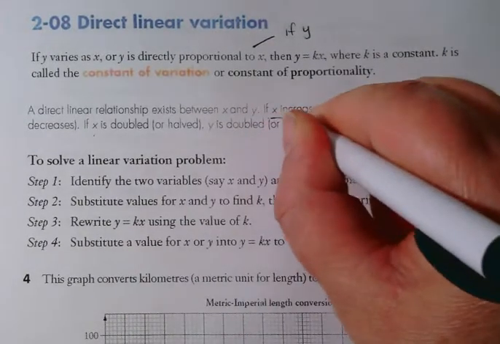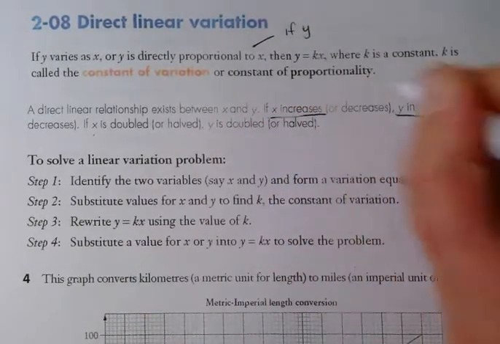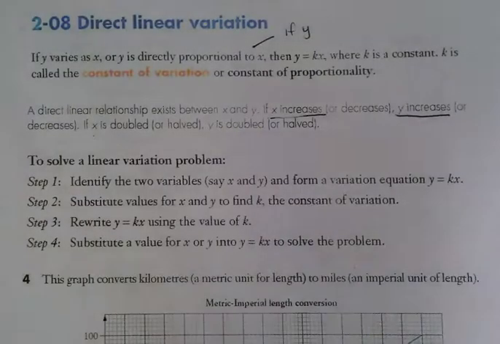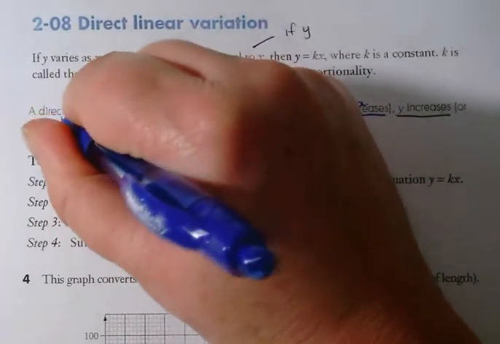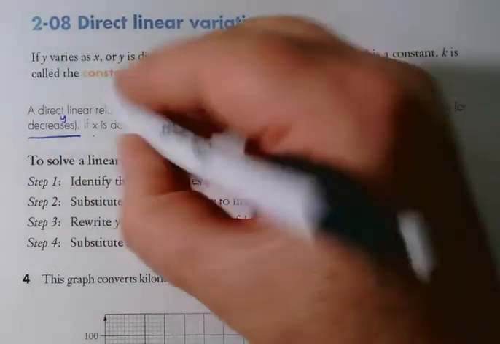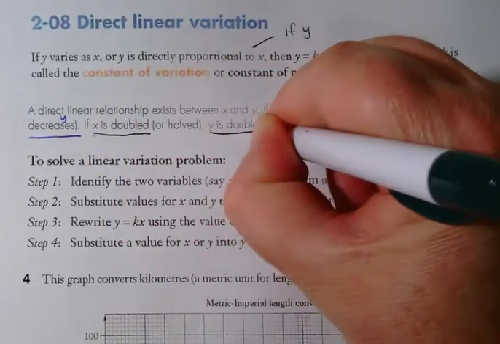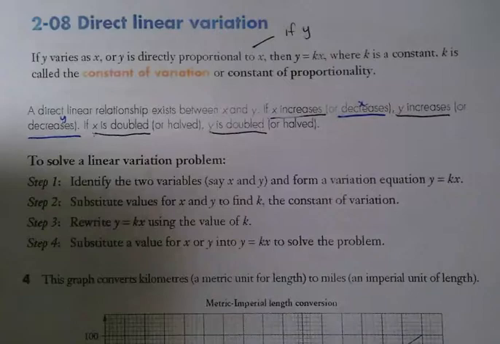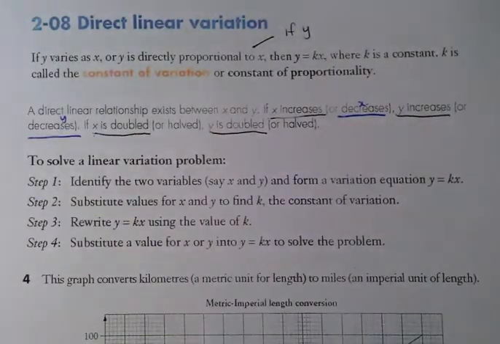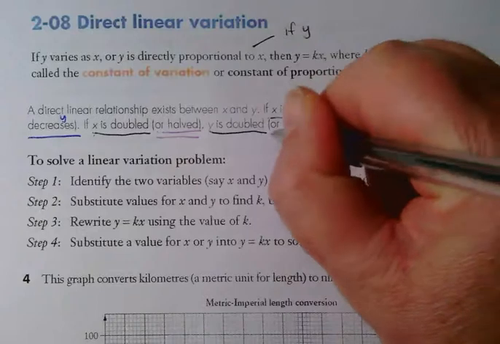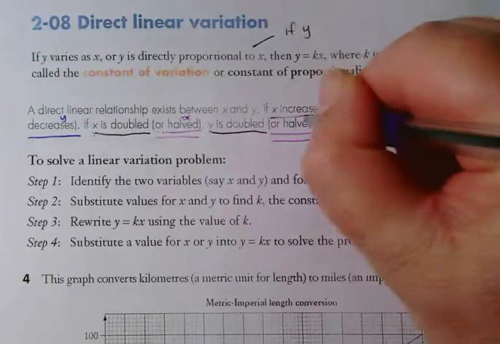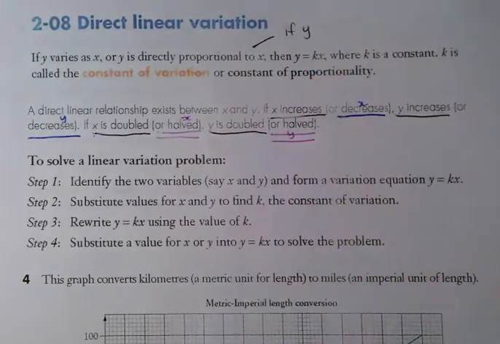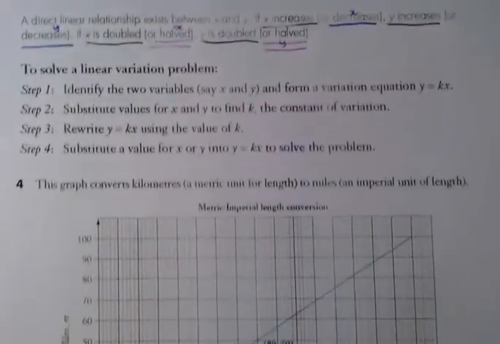You might want to put them two together. So if x increases, y increases, or if x decreases, then y also decreases. Or we could say if x is doubled, y is doubled. So that's a direct proportion. Or we could say in another color, if x is halved, y is halved. Okay, so if x is halved, then y is halved. Now there are some steps for solving linear variation problems.